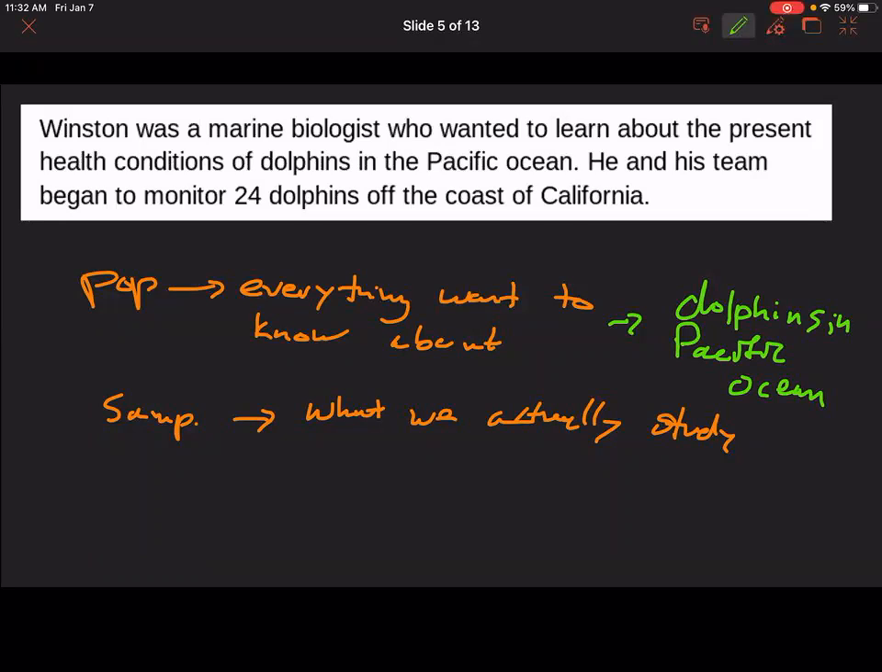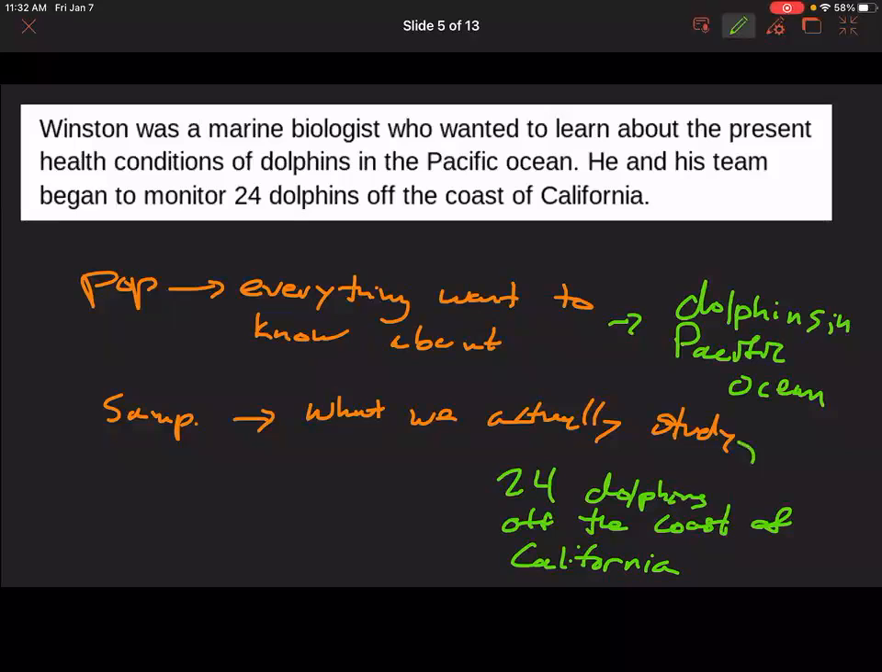And then does he study all dolphins in the Pacific Ocean? No, it says he and his team monitored 24 dolphins off the coast of California. So 24 dolphins, and also you want to include as much information as is provided. 24 dolphins off the coast of California. Because those dolphins may be different than if they studied 24 dolphins on the other side of the Pacific Ocean. Could be different. You want to include that information.